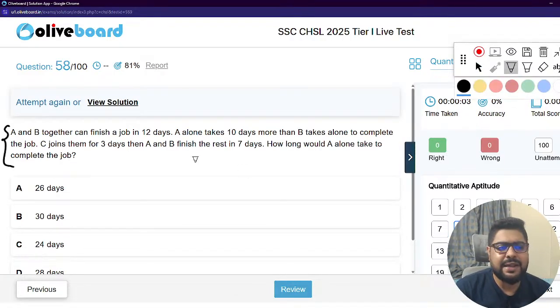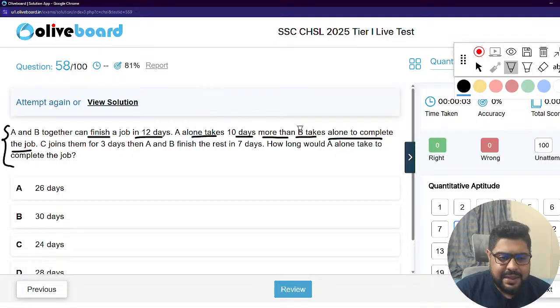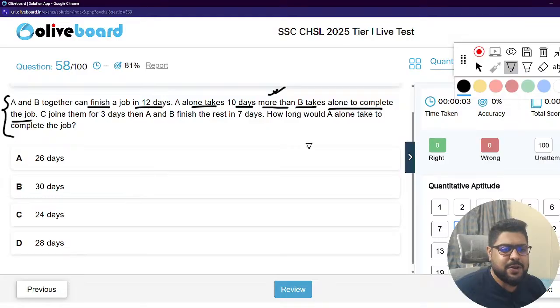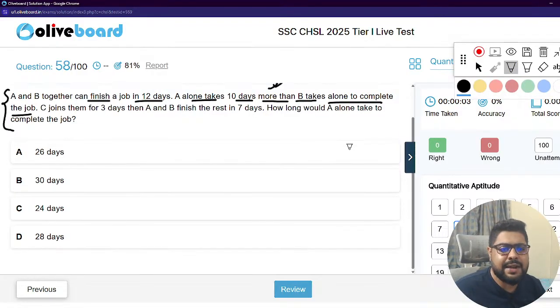A and B together can finish a job in 12 days. A alone takes 10 days more than B alone to complete the job. Whenever this "more" comes, the LCM method is not a good method in that case. Then which method will be a little better, sir? The better will be to go by the basic 1 by thing. Do you remember? So again, let me do it. We haven't done this for many days.